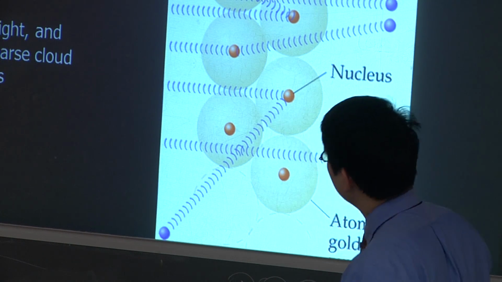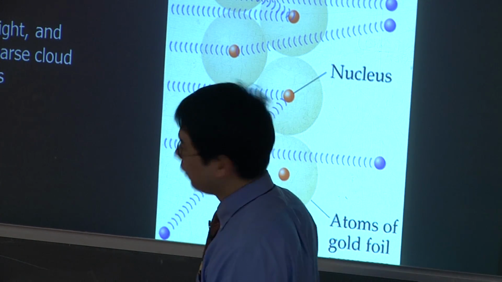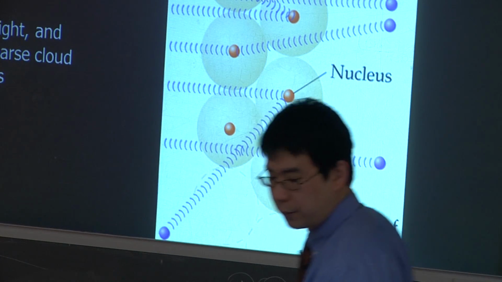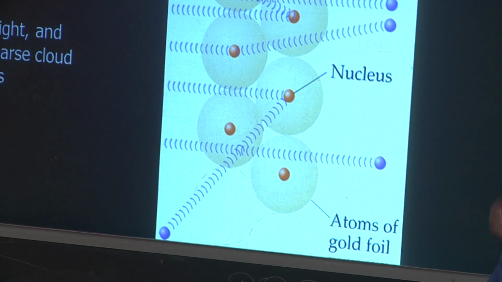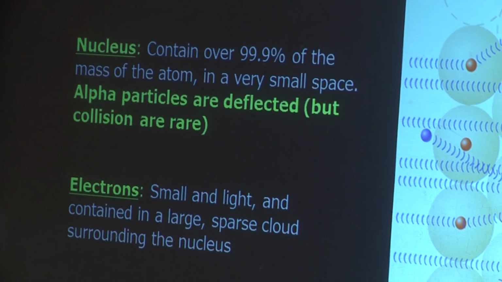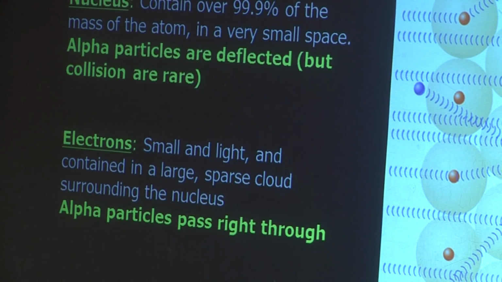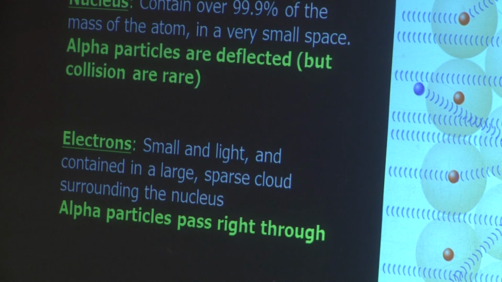And so it turned out that the nucleus deflects the alpha particles, but collisions are rare. The electrons, the alpha particles pass right through. And that's what most of them encounter. It turned out that the nucleus was positively charged. The electrons were negatively charged.